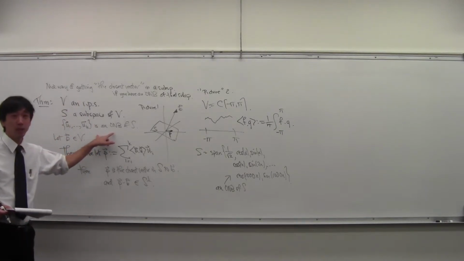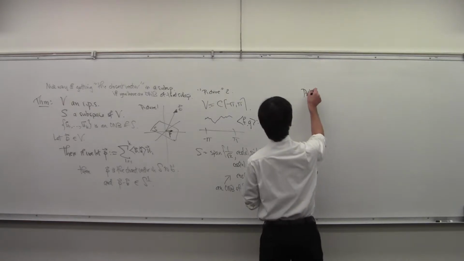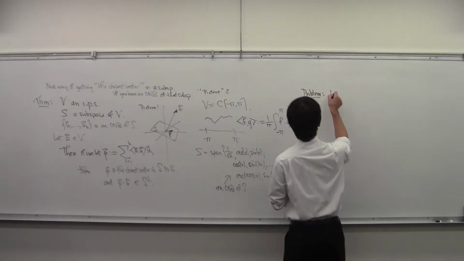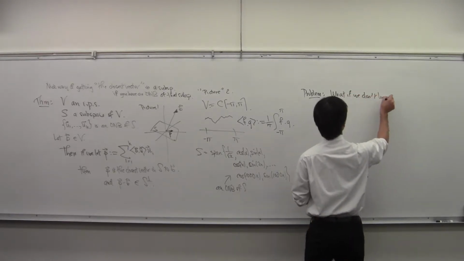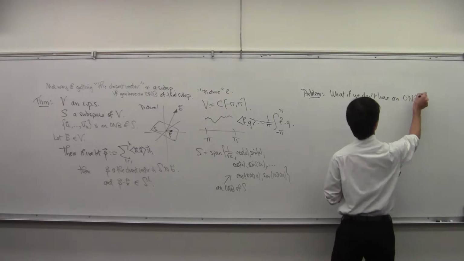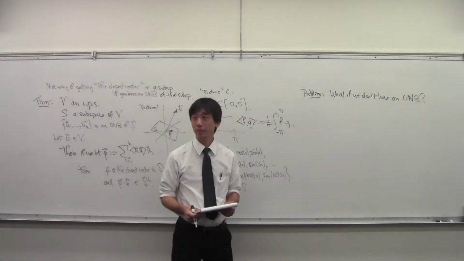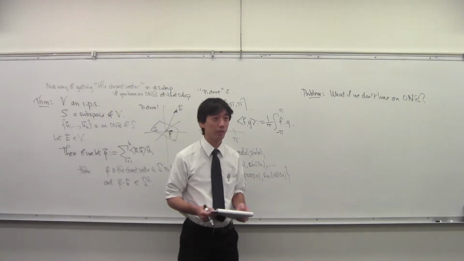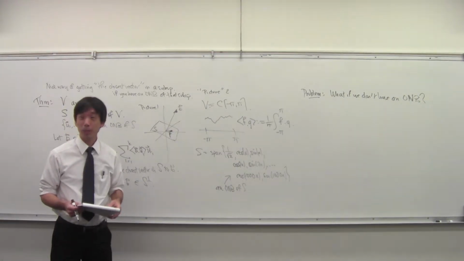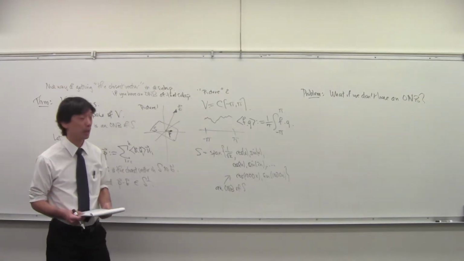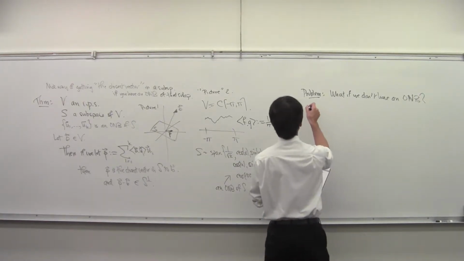This theorem is going to give us the answer to a particular problem. The problem is, what if we don't have an orthonormal basis? You can see that it's good to have an orthonormal basis, but suppose you don't have one. There's a way of constructing one. So there's a construction method.